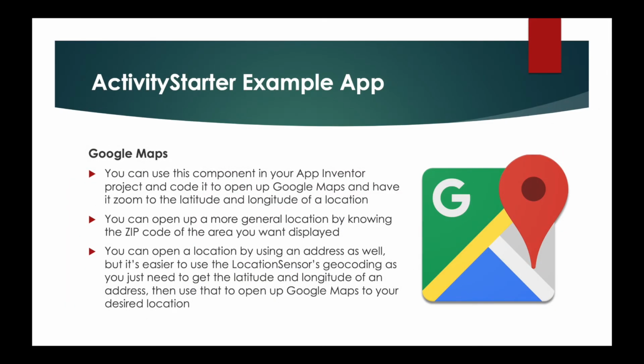An example of an app that you can use the activity starter component with is Google Maps. You can use this component in your App Inventor project and code it to open up Google Maps and have it zoom to the latitude and longitude of a location. You can also open up a more general location by knowing the zip code of the area that you want displayed. You can open a location by using an address as well, but it's easier to use a location sensor's geocoding because you would just need to get the latitude and longitude of an address and then use that to open up Google Maps to your desired location.